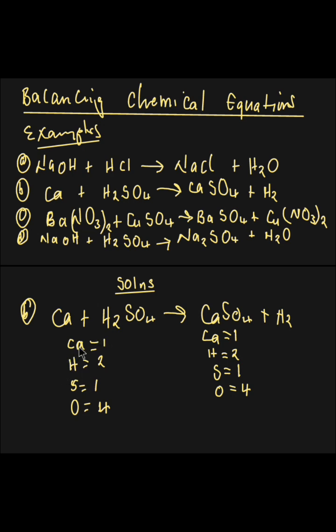So calcium there, 1. Calcium, 1. Hydrogen, 2. Another hydrogen, 2. So here hydrogen is balanced. Sulfur, 1, 1. Sulfur is also balanced. Oxygen there, 4, 4. Oxygen is balanced. So we can conclude to say, hence, the equation is already balanced.